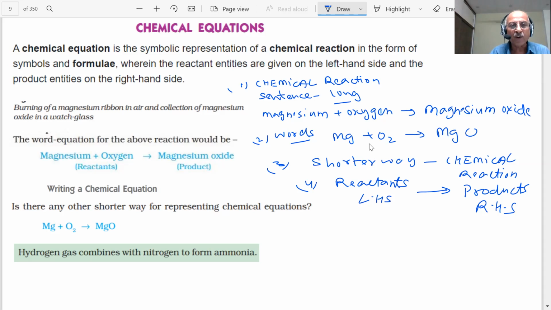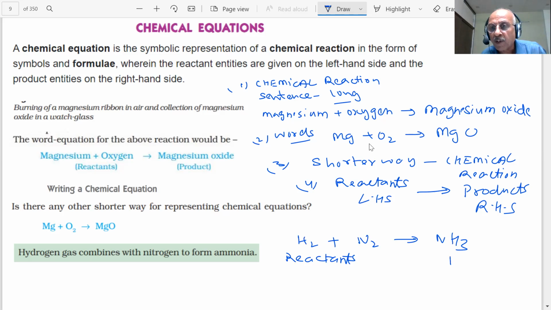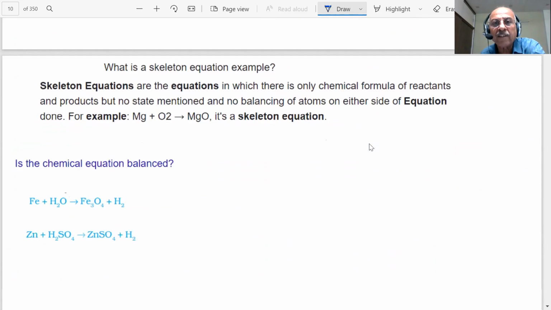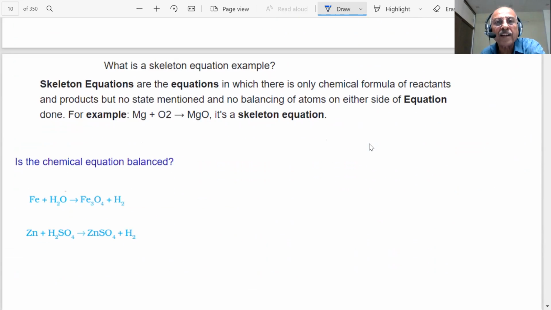Similarly, if I say that hydrogen gas combines with nitrogen to form ammonia, students, if I write the formulas, I am saying hydrogen reacts with nitrogen to form NH3. These are the reactants. They are written on the left hand side, and the arrow indicates that these reactants are going to react, and ammonia is the product in this case. And when we write an equation like this, we call it a skeleton equation.